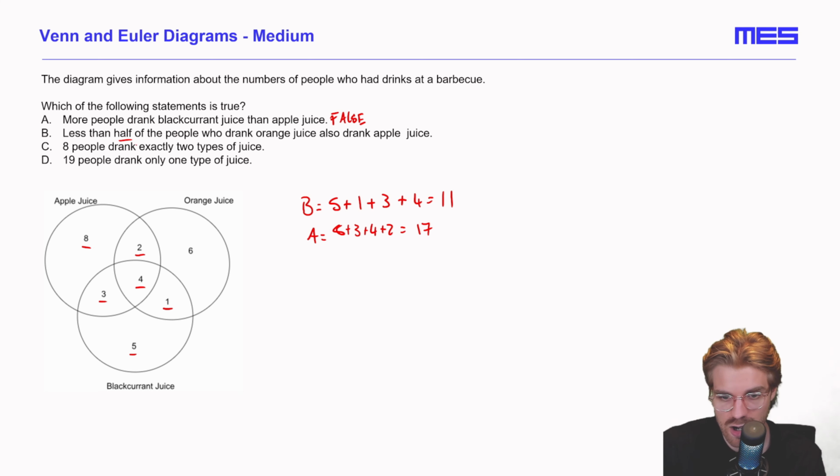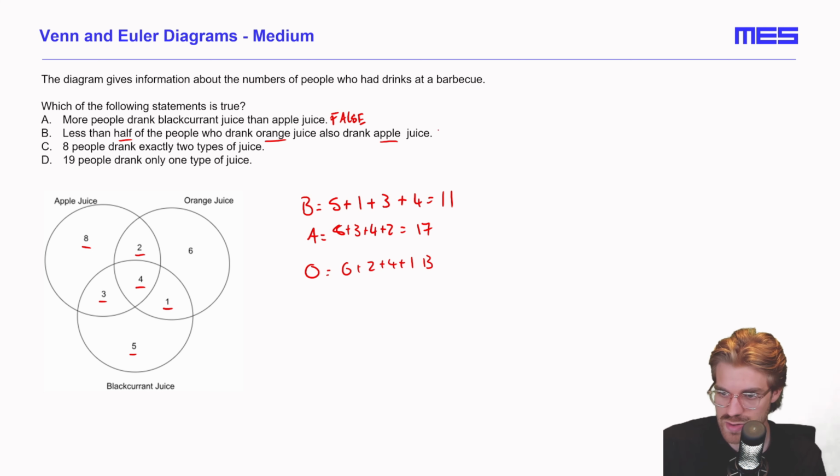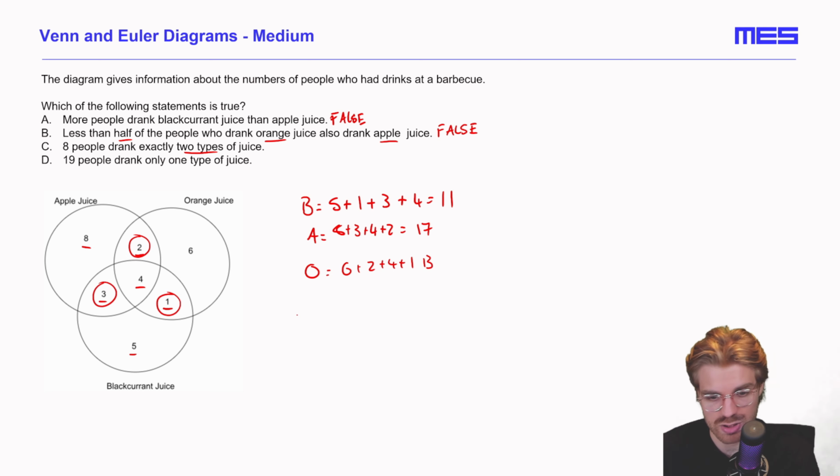B, less than half of the people who drank orange juice also drank apple juice. So let's take a look at our orange juice and our apple juice. So let's add up our total for our orange juice. This is 6 plus 2 plus 4 plus 1, and we get a total of 13. And we can see that that is quite obviously not double the number of apple juice. So this is also false. C, 8 people drank exactly 2 types of juice. Let's have a look at how many 2 types there are. So we're looking for our points of overlap here. So 3 plus 2 plus 1 is 6. So this is also false.